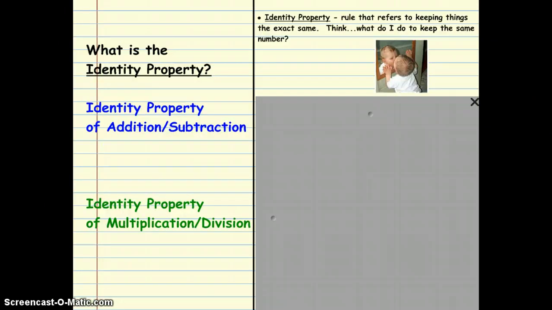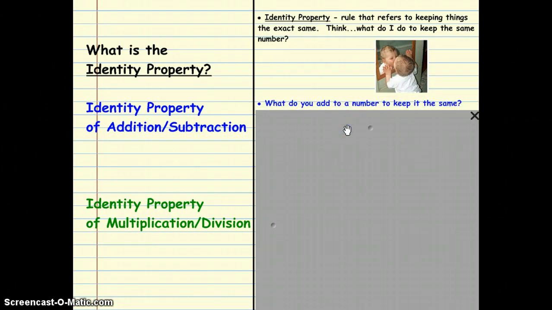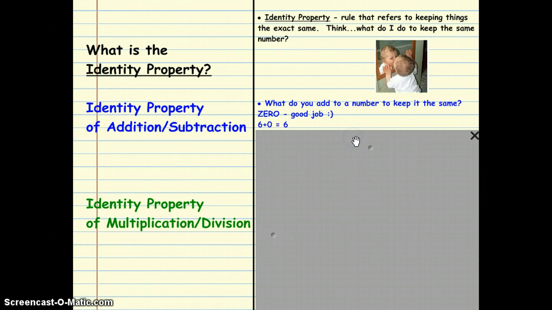And the last one is the identity property. And the identity is referring to things staying the exact same. So what I would think in my head is, what do I do to keep the same number? Like when we look in a mirror, we see the same thing. That's our identity. So for math, with addition and subtraction, what do we add to a number to keep it the same? Well, if you said that you add 0, you did a good job. Because 6 plus 0 equals 6. It keeps its same identity.